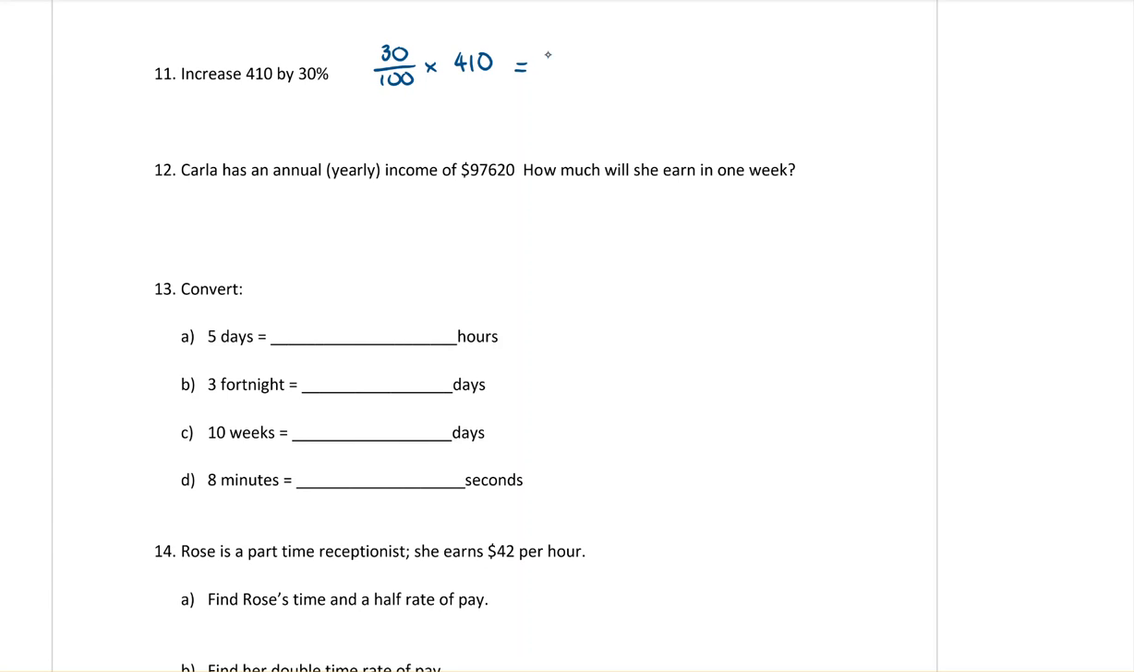Okay, that equals 123. If you are asked to increase, you want to add your starting amount, the 410, with that amount that you just found, the 123. So you should get 533 for your final amount. If it was a decrease question, the only difference would be that you would subtract on this second line. Everything else would be the same.